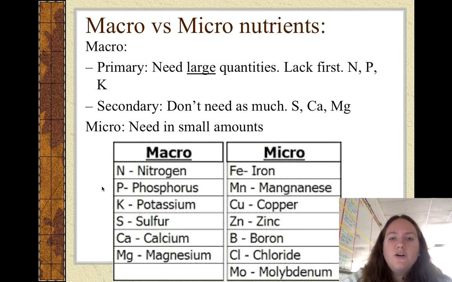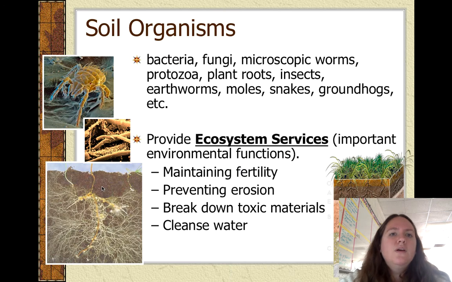Secondary are still macro, but they don't need quite as much as the primary. So sulfur, calcium, magnesium. And then micronutrients are something that you need in very small amounts, and that's probably not going to be that many in fertilizers. So some things that are in soil: bacteria, microscopic worms, earthworms, moles, all of these kinds of things can break down weathered material.